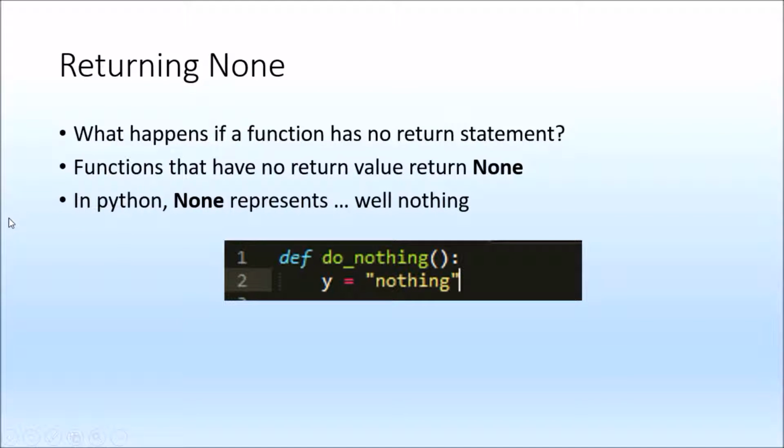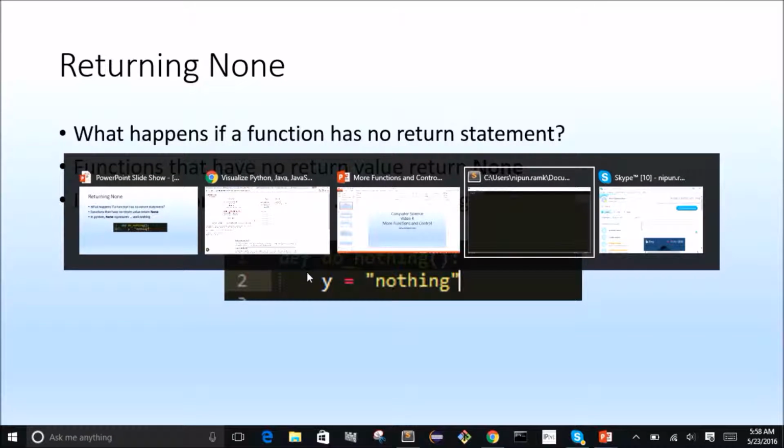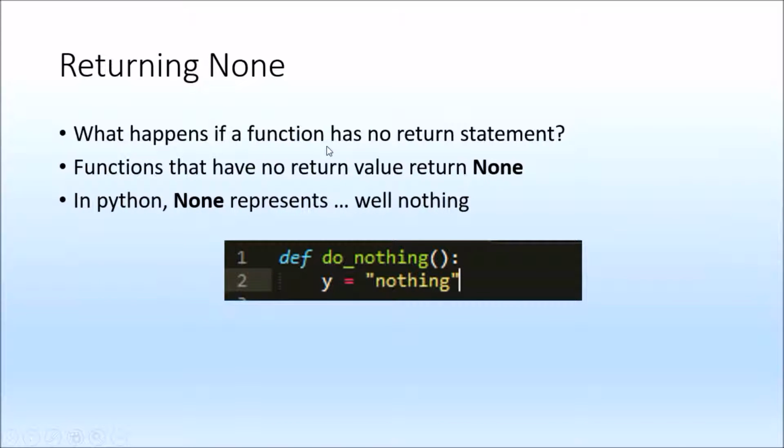Now we're going to transition into another topic. What happens if a function has no return statement? Okay, and I'm actually going to define one of these functions. You see it right here: do nothing. Actually, before I do that, let me go through the slide.